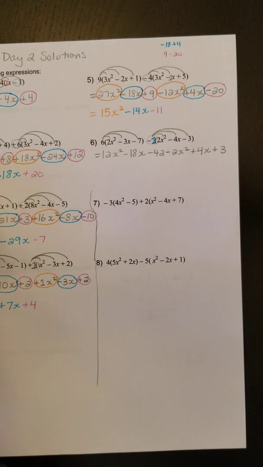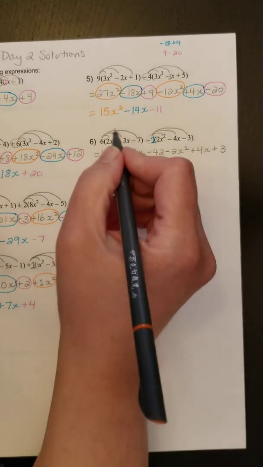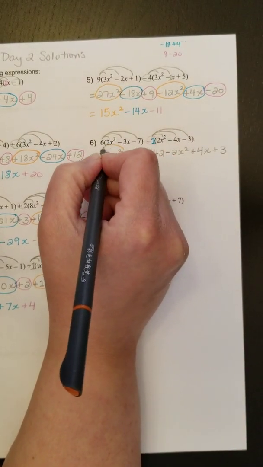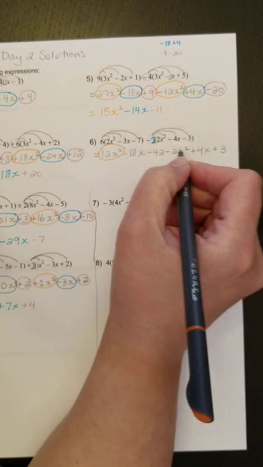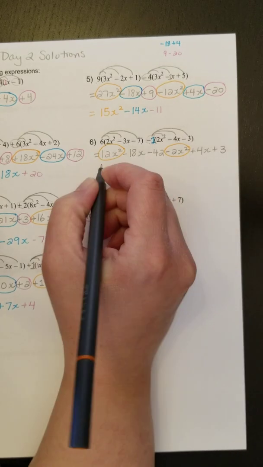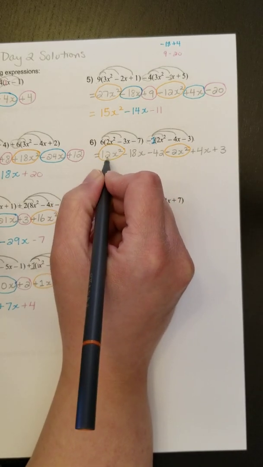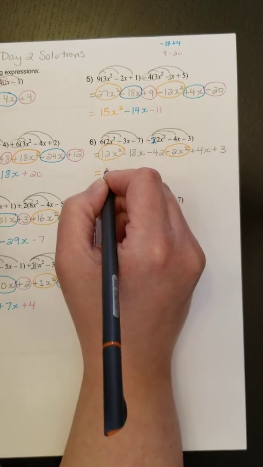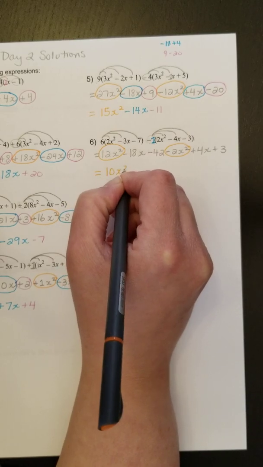So now I'm going to gather up my like terms. I'm going to circle my x squared terms first. So I have 12x squareds and then minus 2x squareds. That negative is really important to count in there. So 12x squareds take away 2x squareds, I'm left with 10x squareds.